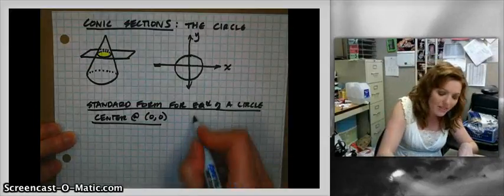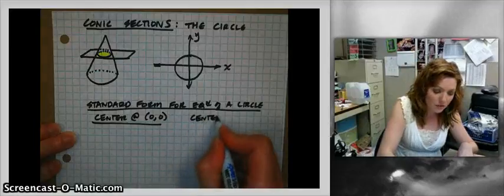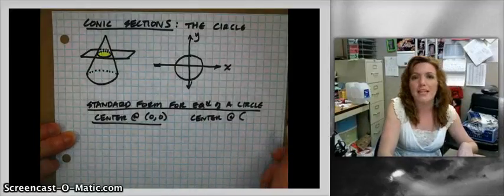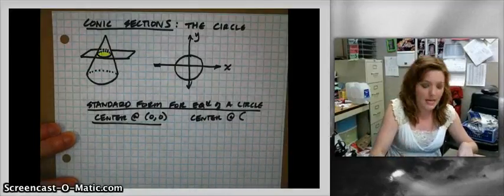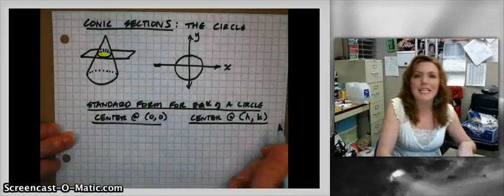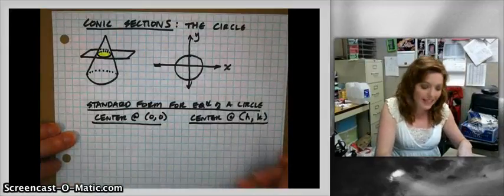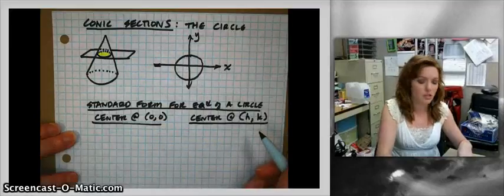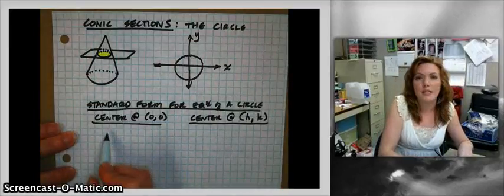So you could also have the center somewhere other than 0, 0. So the way that we're going to denote that to represent any location is h, comma, k. So h represents the x-coordinate of the center and k represents the y-coordinate of the center. So let's first look at the center at 0, 0.